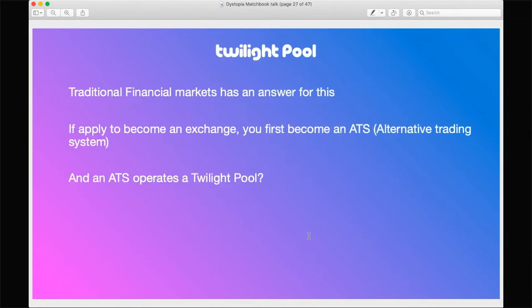Well, these were the bunch of questions that we looked at, and we said, all right, maybe let's look for some solutions. So it turns out that people were smarter than us, and they already solved these problems in the financial markets. And the way to do this is, in the US, when you apply to become an exchange, you first become an ATS, an alternative trading system. And as an ATS, you cannot actually operate a regular order book. You need to operate something called a Twilight Pool.